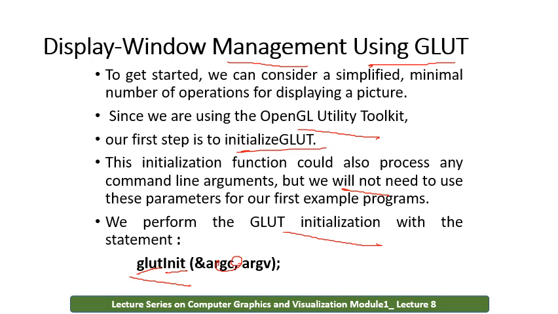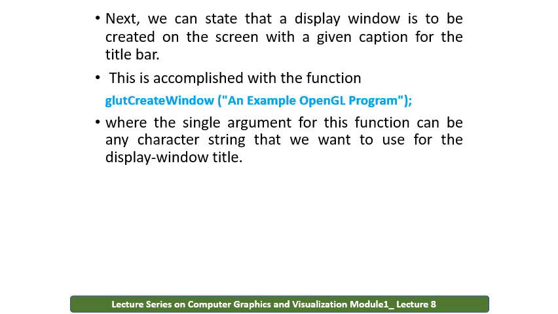So this is glutInit, which is the initialization function. It could also process any command line arguments, but we will not need to use them as parameters for our first example program here. So once the initialization is done, the GLUT initialization is done. We use glutInit with the command line arguments for initial purposes. This is the first step that we have done.